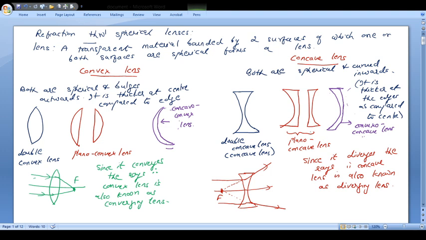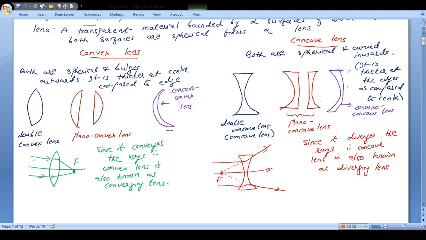So now we understand what a lens is. A lens is a transparent material. Transparent material means it will be made of glass. And it is bounded by two surfaces of which one or both can be spherical. One has got to be spherical. Both cannot be plane. If both were plane, it would become a slab. So basically what we want is one has to be spherical.